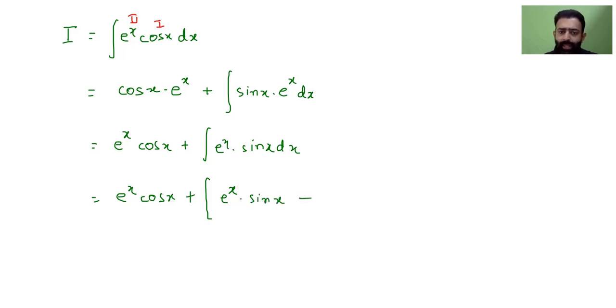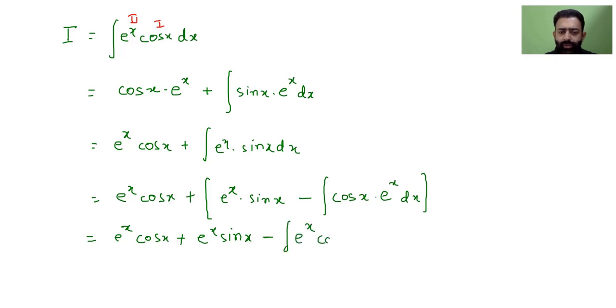Apply a minus sign, then integral of e raised to power x into derivative of first function. So derivative of sine x is cos x, right? And again integral of e raised to power x is e raised to power x dx. So now it is e raised to power x cos x plus e raised to power x sin x, and this is minus of integral of e raised to power x cos x. Now you will see a very interesting phenomenon here, that this is again e raised to power x cos x.